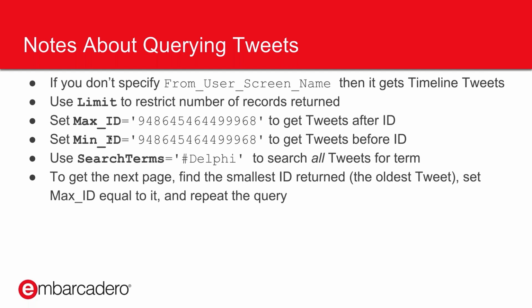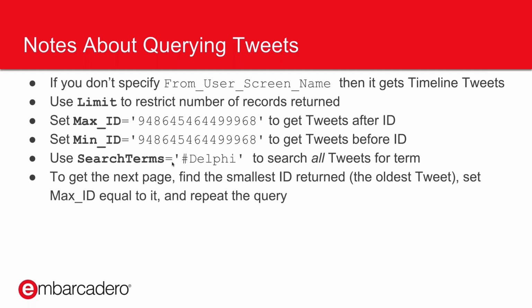So max ID gets tweets after that ID. By default, it's the most recent tweets, so you're starting now and going back through time. So the tweets are going back through time. And so if you get your lowest ID and then specify max ID with that lowest ID, then it will get the tweets after that ID. And so it'll get the next page of tweets, if you will. Min ID goes the other direction and gets the tweets before that ID.